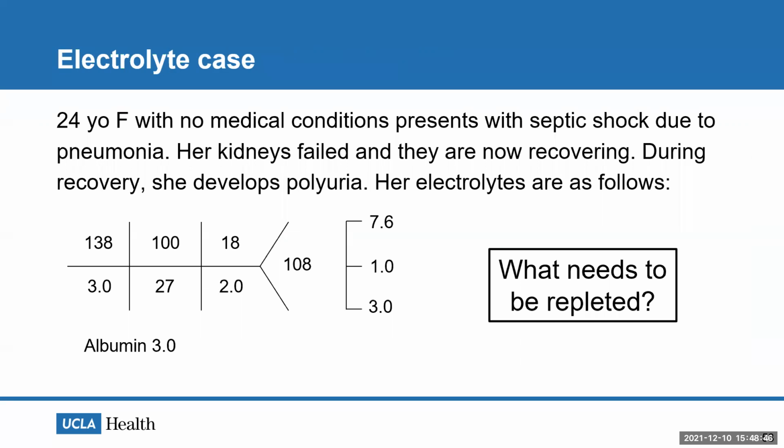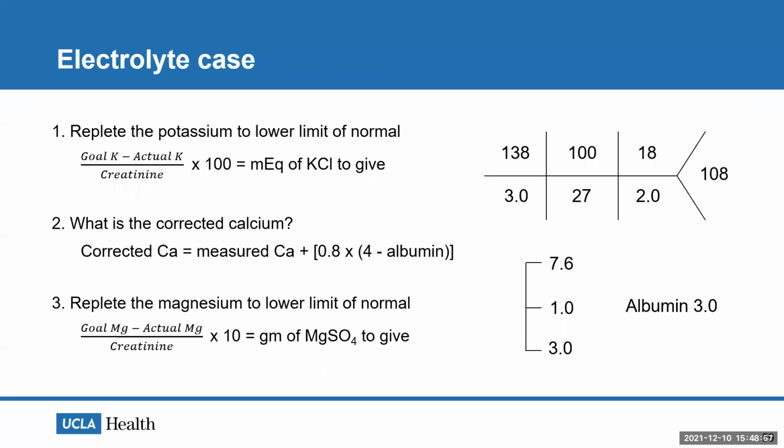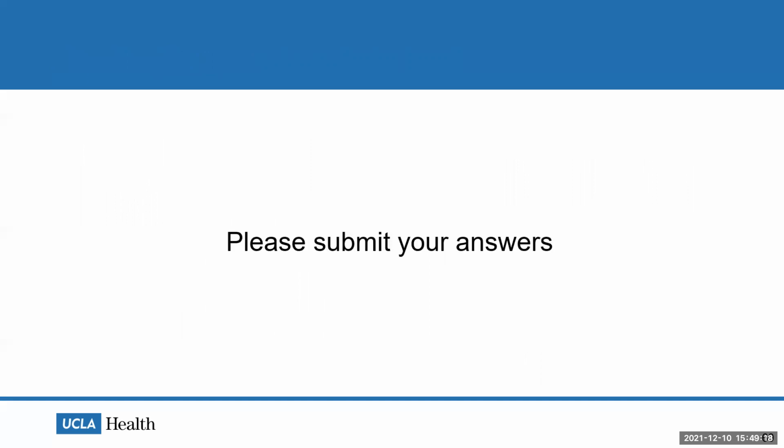Her electrolytes are as follows. So what needs to be repleted? So look at the potassium, it's 3. Calcium is 7.6. The mag is 1, and the phos is 3. So how do you replete them? So to replete the potassium to the lower limit of normal, here is the equation. Here is the equation for the corrected calcium. And here is the equation to replete magnesium. So I want you to go ahead and try and do the math and see what you get. Once you've done that, you can unpause the video and keep going. So go ahead and submit your answers.